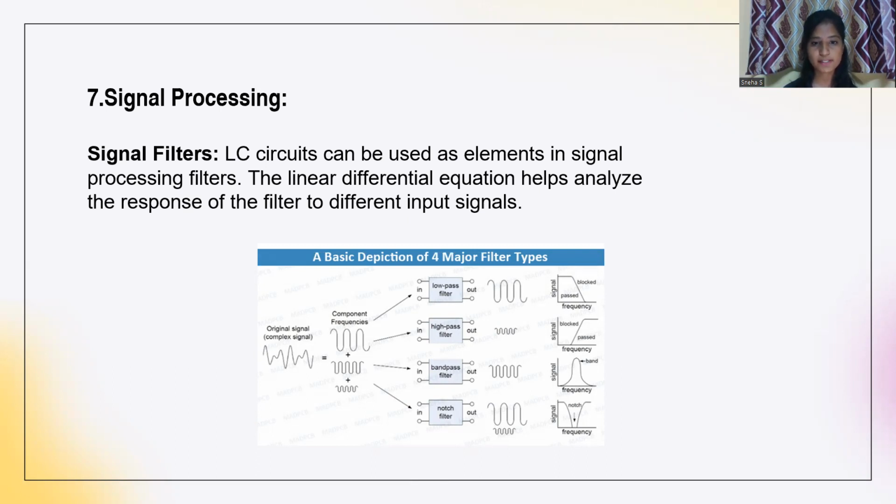The first one is the low pass filter. The second one is the high pass filter. The third one is the band pass filter. And the fourth one is the notch filter. We have different graphs given here, wherein we see in the low pass filter and high pass filter, the signal is blocked. And in the band pass filter, there is a band which allows the signals to flow. And in the notch, you can see a narrow groove type frequency.